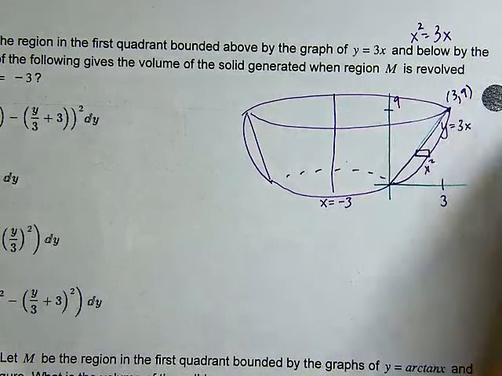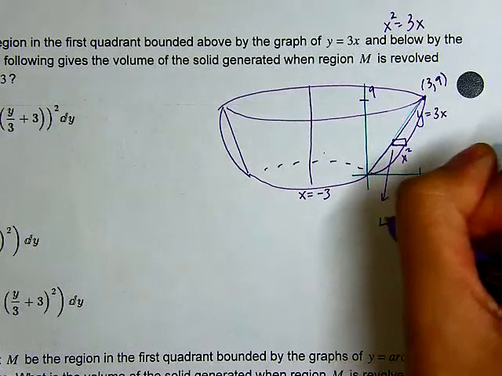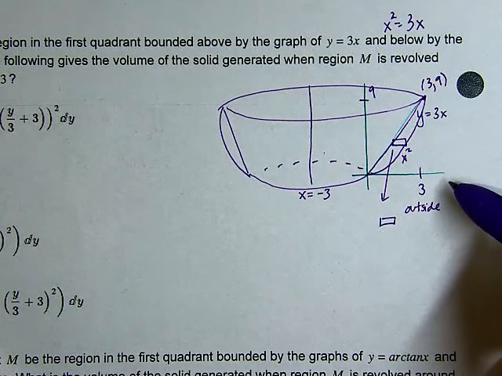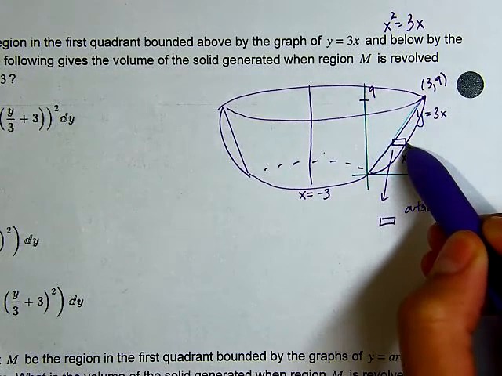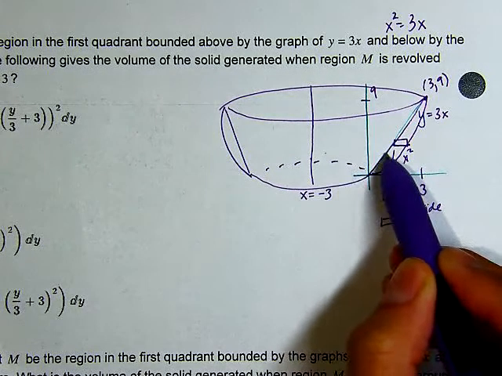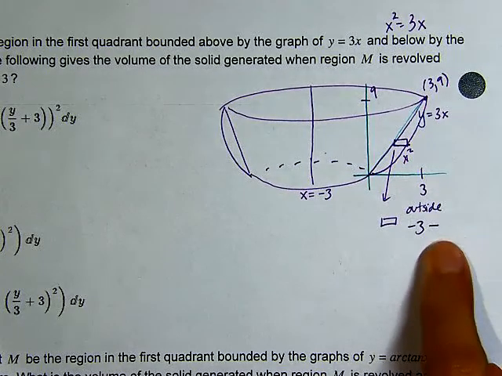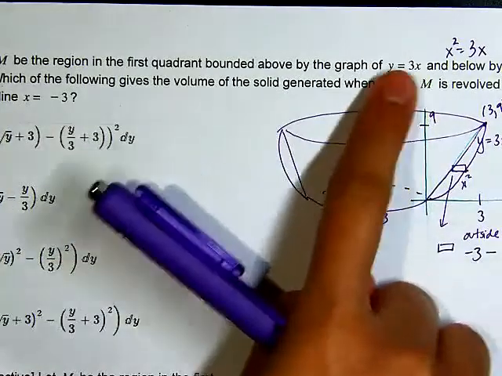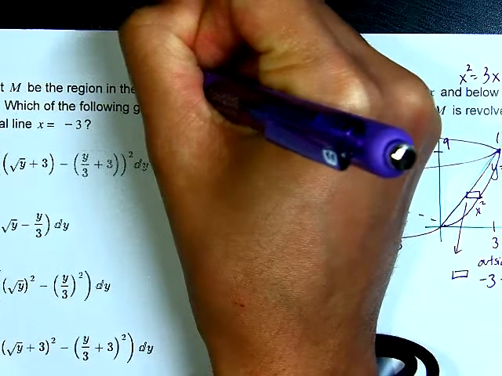So we need to set up our slice. Because we are rotating around a vertical line, we need to set up a horizontal slice. So remember, in order to find the outside radius, we do need to take a look at the length from -3 all the way to the outside radius, and then we subtract the inside radius from -3 to the line so that we're just left with that piece. So we're going to take -3 and subtract away this outside piece. However, you'll notice both of them are solved for y. We need to have both of them in terms of x. So let's do that real quick.